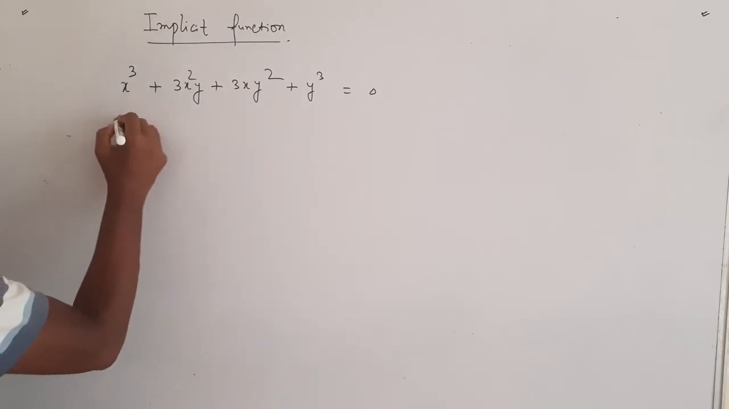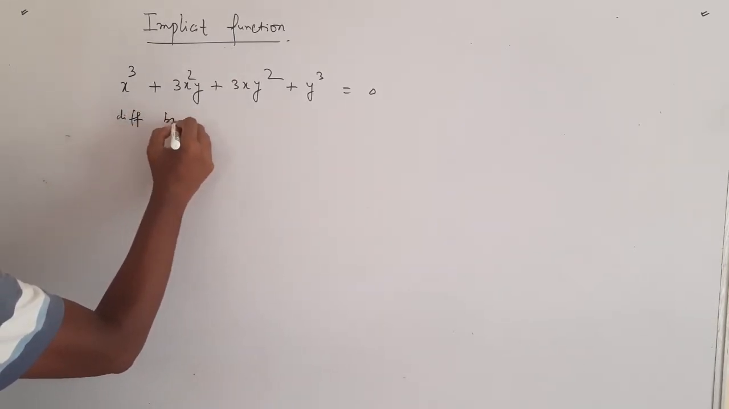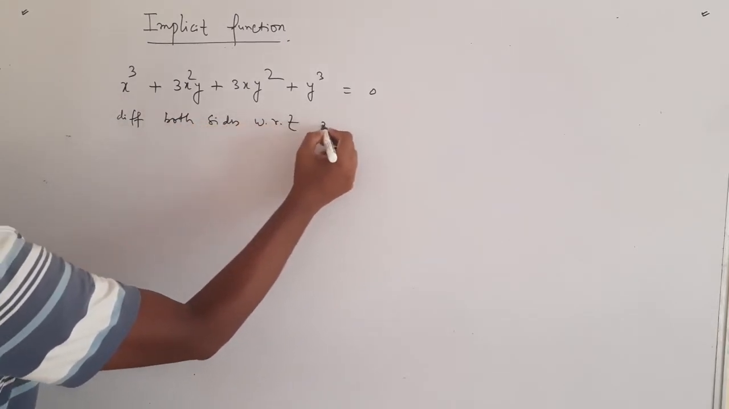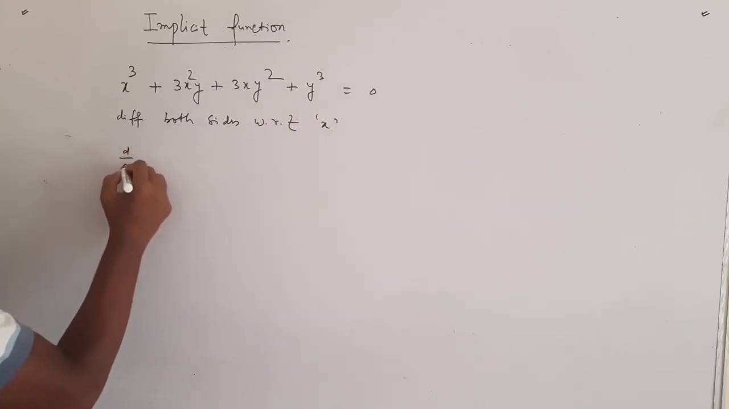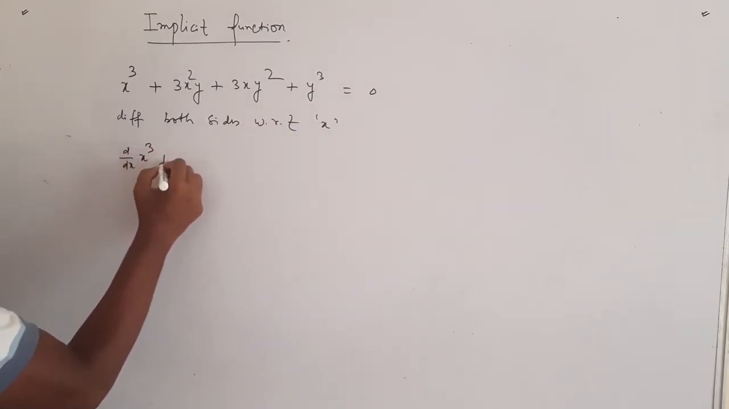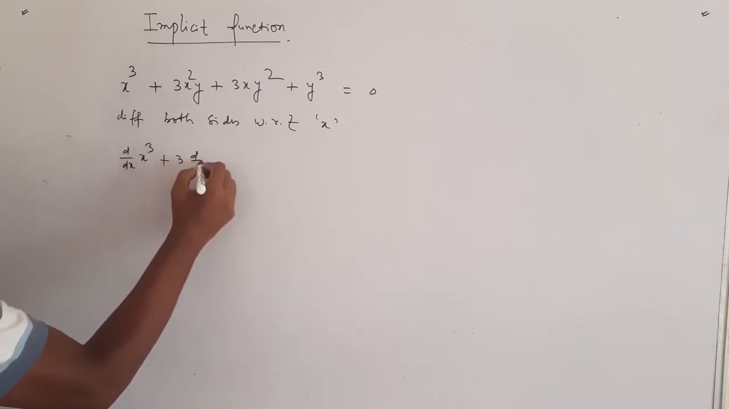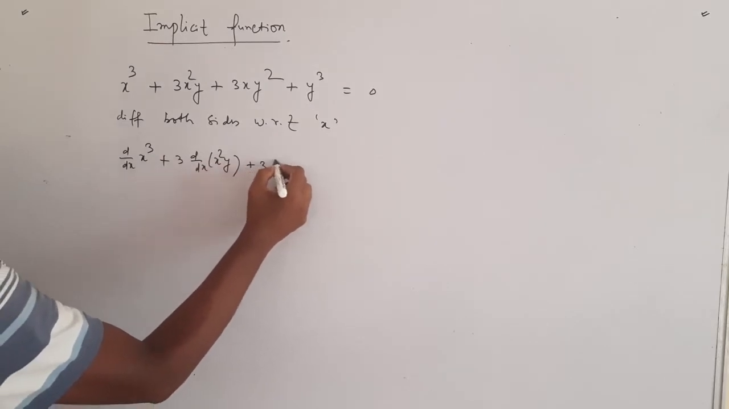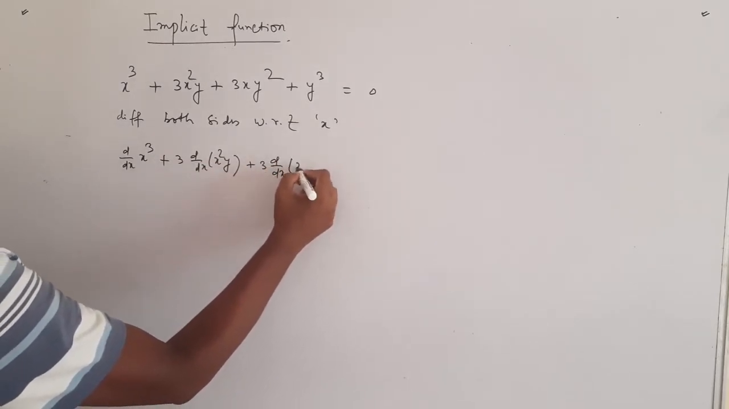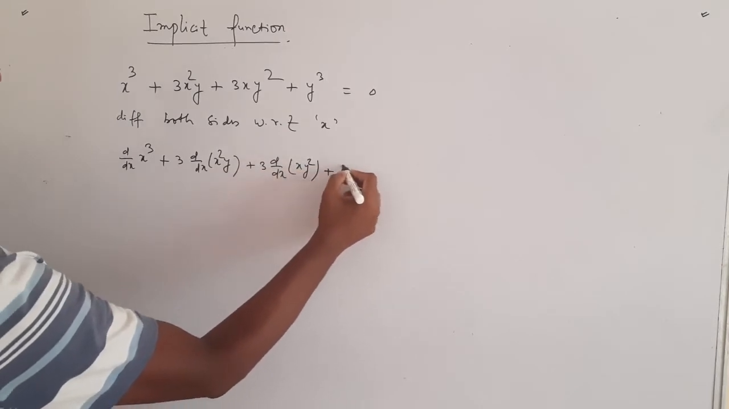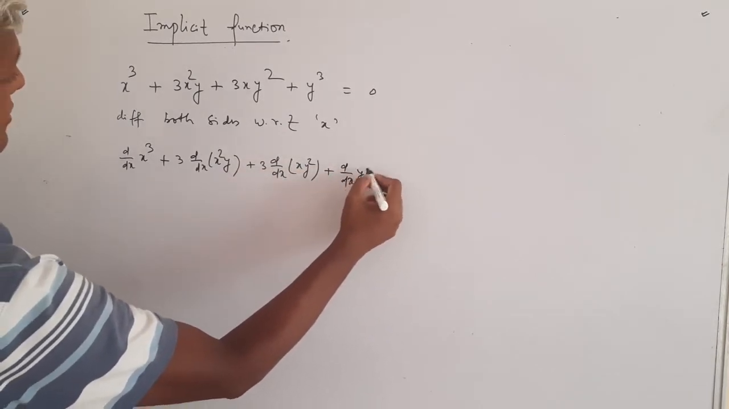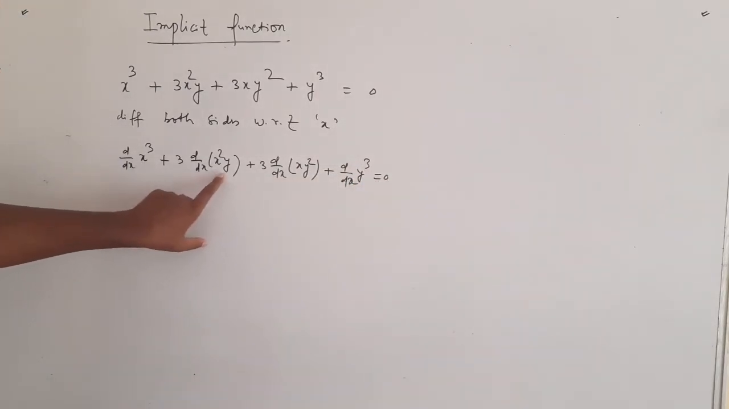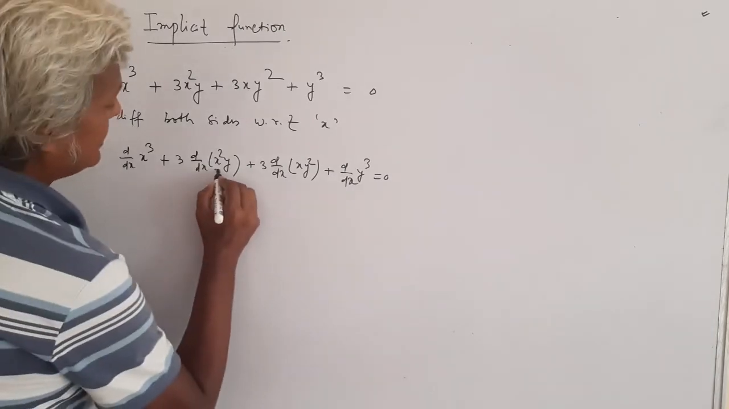Then what I have to do is write, differentiating both sides with respect to x, means as usual d by dx of x cube, 3 is a constant, just take it outside, d by dx of x square y plus, this 3 is again a constant, d by dx of x y square plus d by dx of y cube equal to 0. Now here you see x square y, this is a product of two functions. One function is x square and the other function is y.